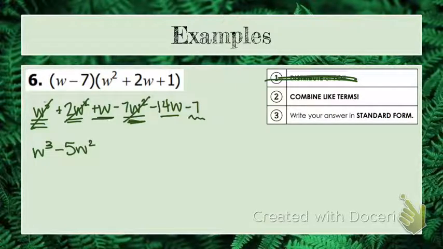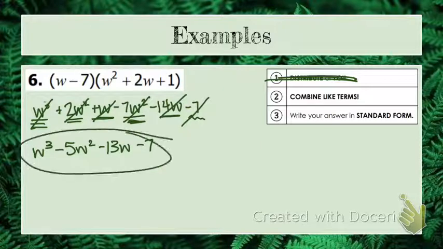And then W minus 14W is -13W. And then we have -7 left on the end. So W cubed minus 5W squared minus 13W minus 7. And that's already in standard form because whenever I did these underlines, I went from the greatest exponent to the smallest so I could save a step.